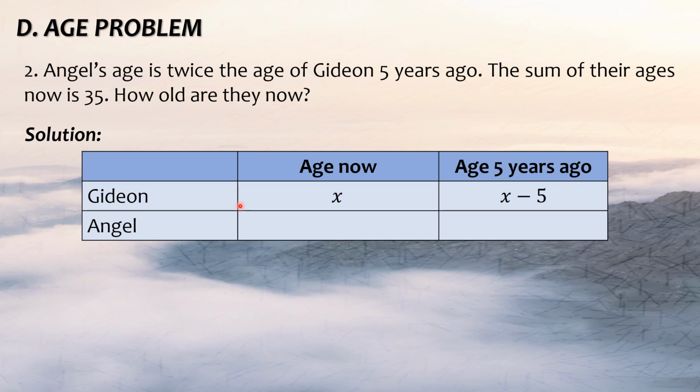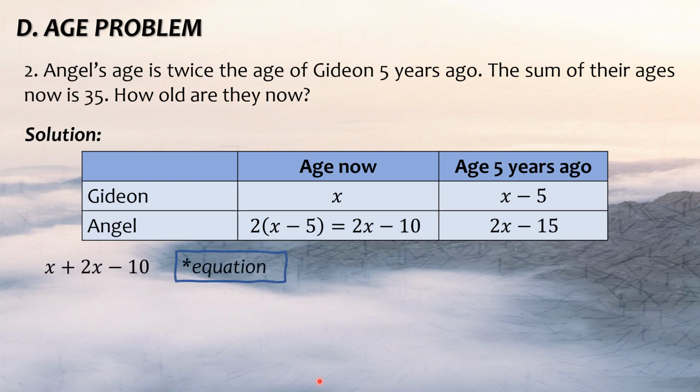And Angel is twice the age of Gideon 5 years ago. So, twice daw ng age ni Gideon 5 years ago ang edad ni Angel. So, let us multiply 2 by x minus 5 or let us simplify 2x minus 10 using the distributive property. And then, age 5 years ago, therefore, dadaglagan lang natin ito ng 5 kasi naka-negative na yung 10 kaya naging 2x minus 15. So, let's now have the solution or the equation x plus 2x minus 10 is equal to 35. So, let us now solve.